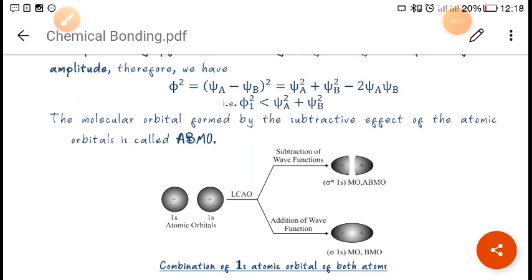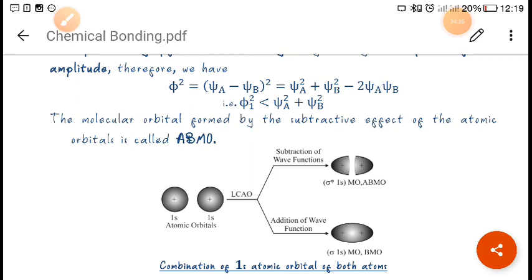Okay, now when we talk about the energy of this molecular orbital, it will be greater than the sum of the energy of the component atom, which is a and b. And the resulting bond which we will form here will be less stable.